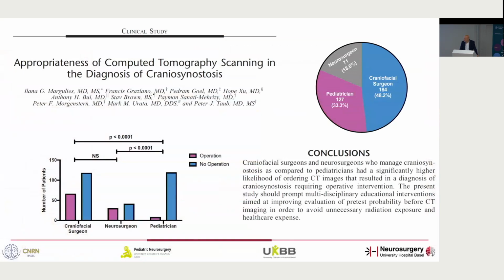Just to draw your attention to this: when they looked at who orders CTs and MRIs, the craniofacial surgeons and the neurosurgeons did it less than the pediatricians. Especially the ones the pediatricians ordered usually didn't lead to operation, while those from craniofacial surgeons and neurosurgeons did lead to operation. And you see, there are still people who do CTs, and the study showed the difference.